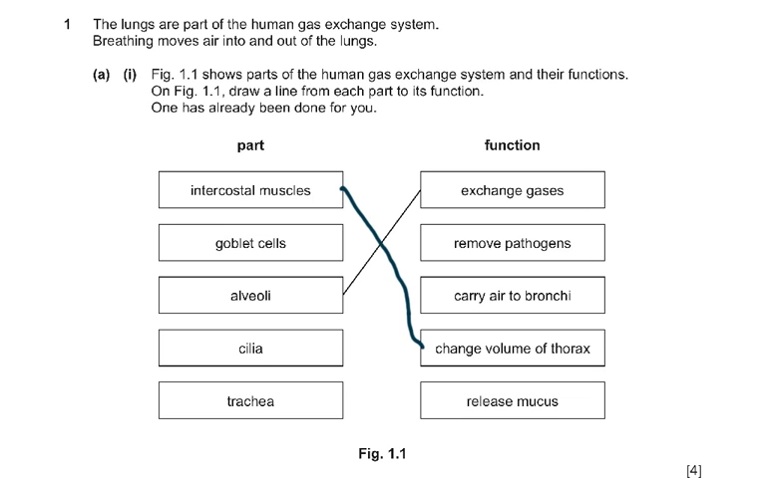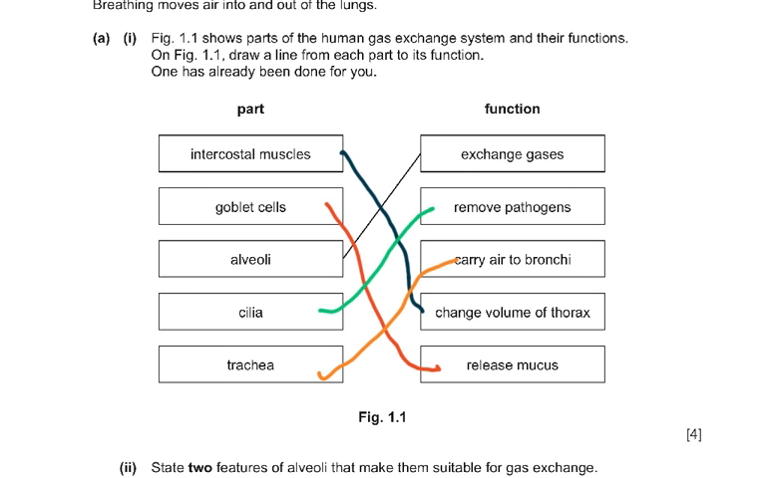Then it says goblet cells. What do goblet cells do? They release mucus. So this goes here. Then alveoli has been done for you. Then we have cilia. What do the cilia do? Cilia remove pathogens. So you connect this. Then what does the trachea do? Trachea carries air to the bronchi. So this goes here. So you just have to draw lines, and this was for 4 marks.